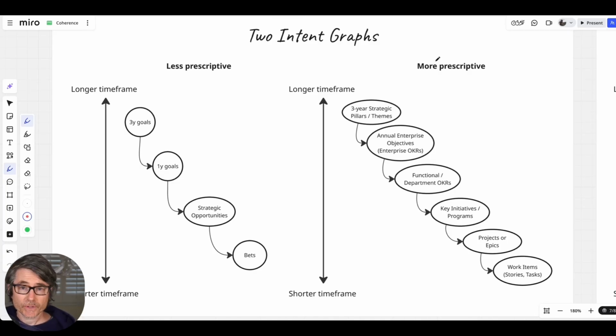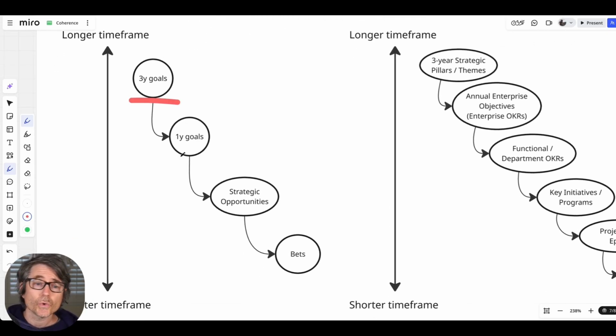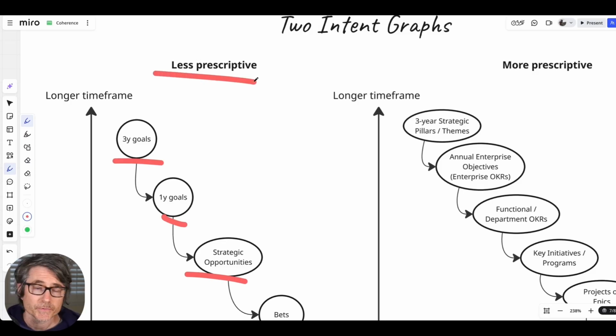When you talk to companies about how they work, usually within the first couple minutes, someone is going to mention the intent graph, and it's going to look something like this. Now, there are obviously variations to this, but it's going to have 3-year goals, 1-year goals, strategic opportunities, or bets. Like that's an example of a less prescriptive intent graph.